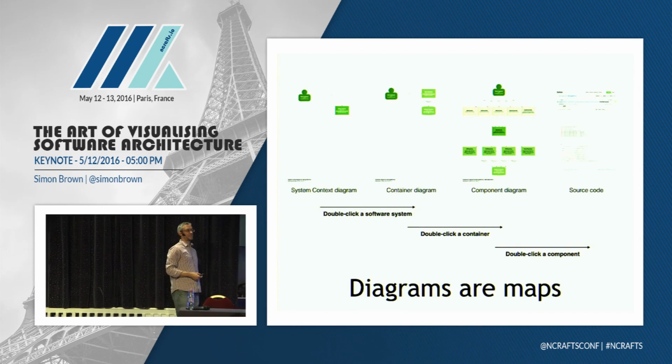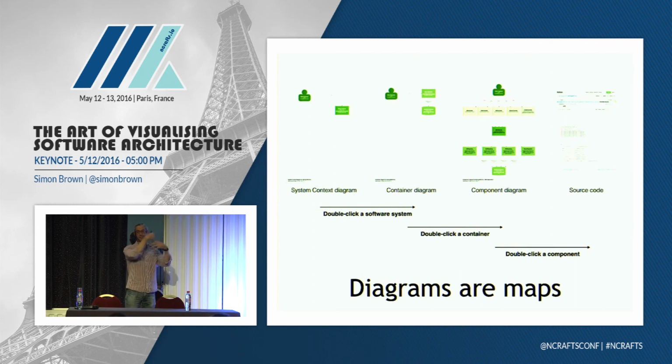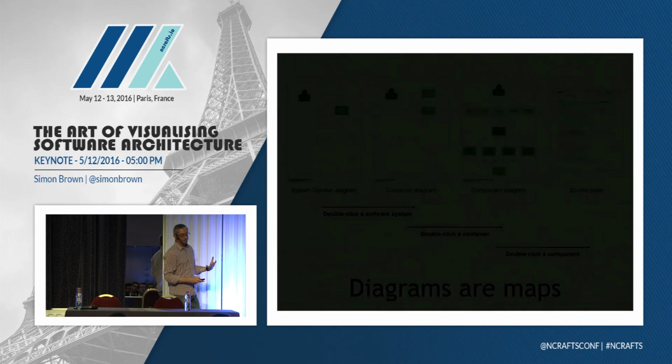And they're basically maps. It's a set of maps. You double-click the system, you go into the containers. You double-click a container, you see the components. It's a set of zoomable maps on top of our software system.